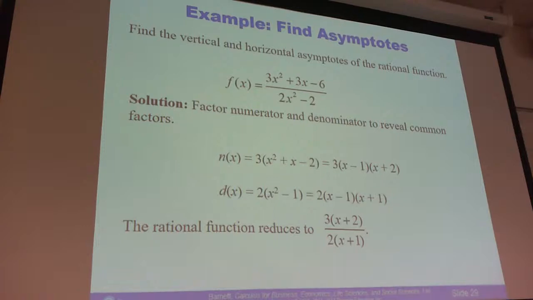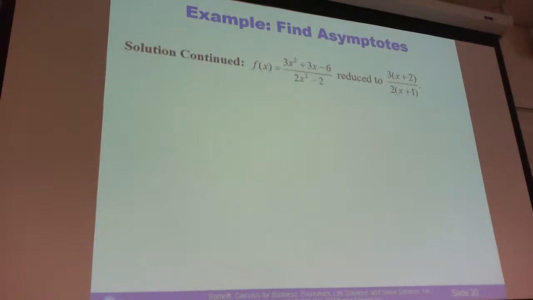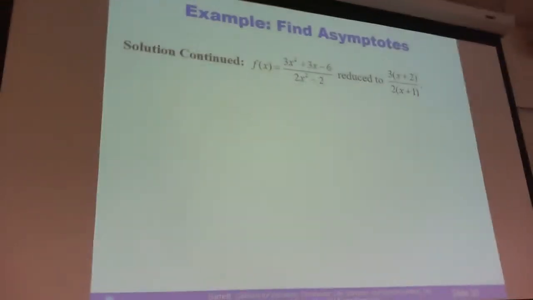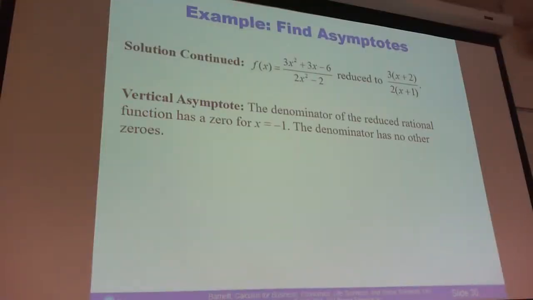Yeah, I'll show you something. But the denominator cannot be negative 1. It's negative 1 plus 1 here. So, when it simplifies to that, there's a vertical asymptote at x equals negative 1. Therefore, x equals negative 1 is the only vertical asymptote.